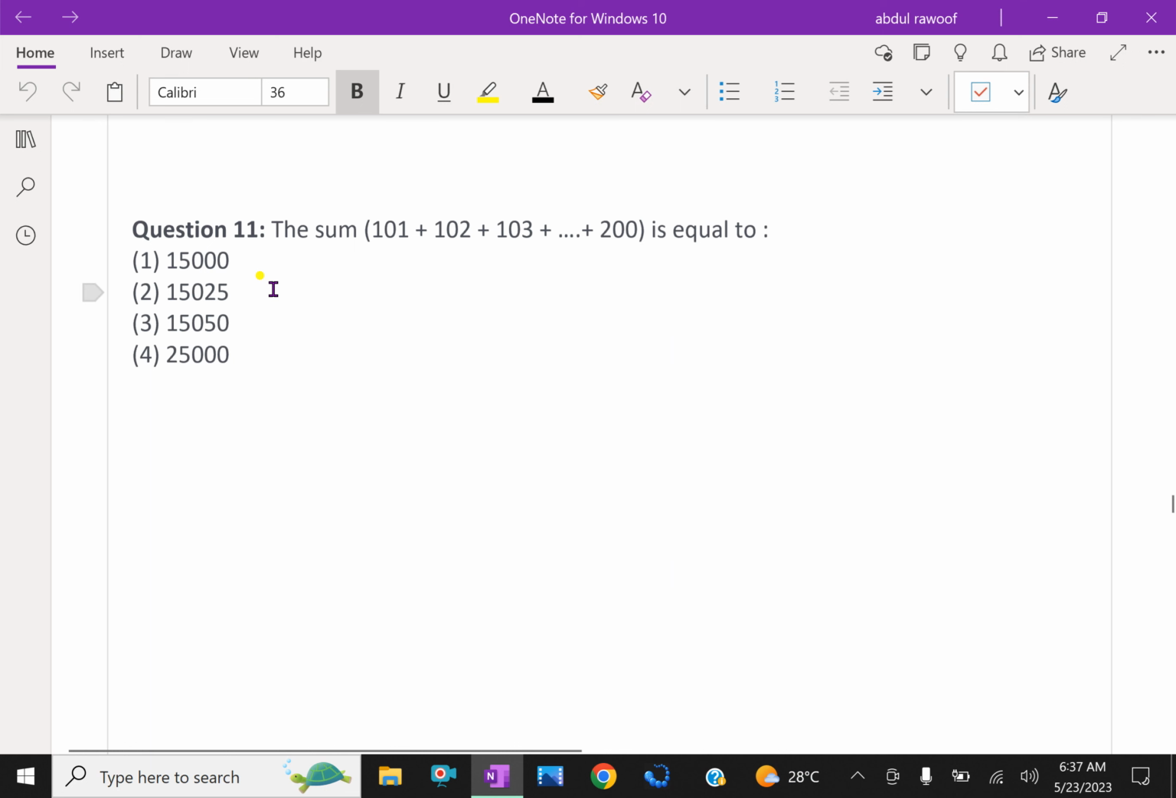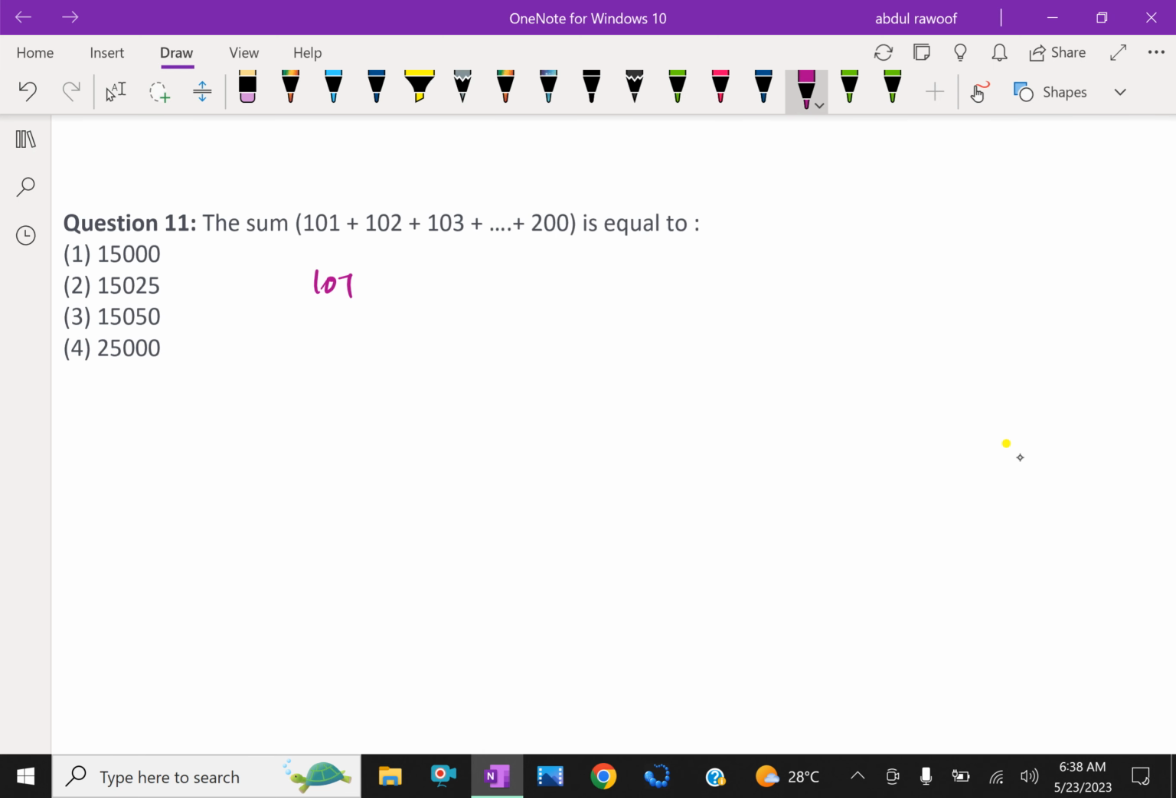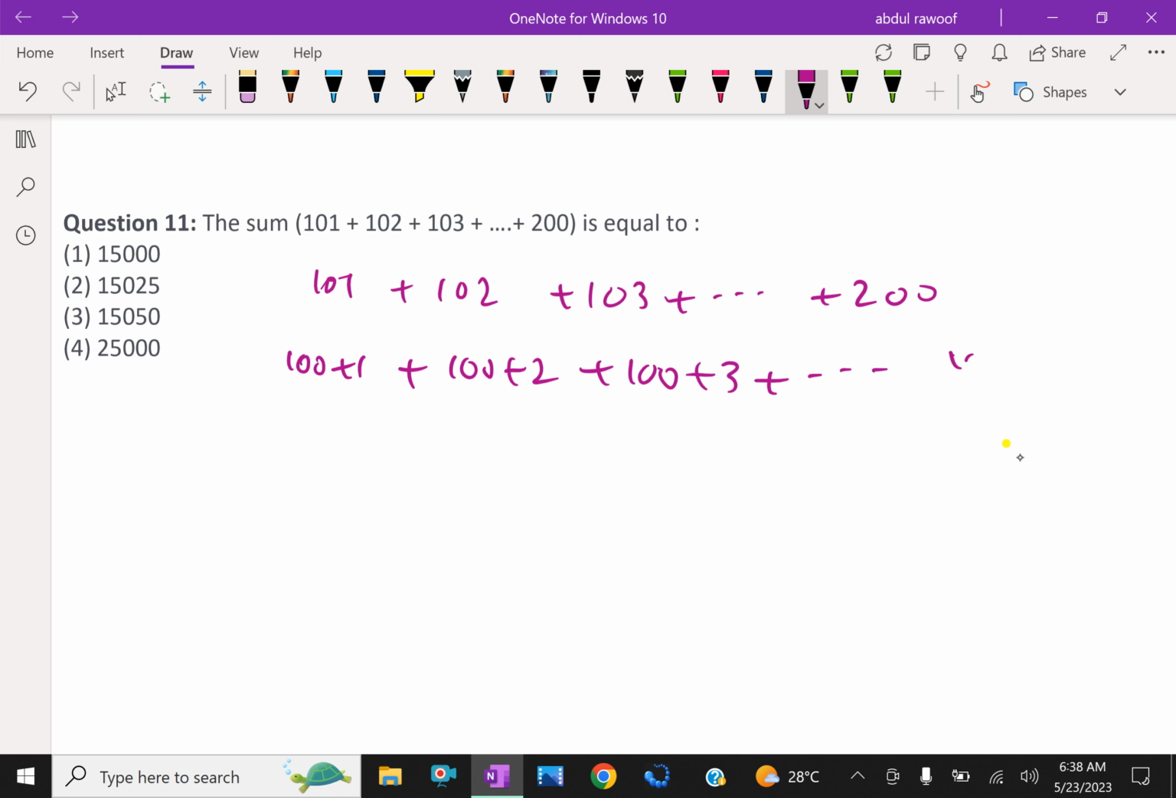Look at this question. The sum of 101, 102, 103 up to 200 is equal to what? This sequence can be written as 101 plus 102 plus 103 up to 200. This 101 can be written as 100 plus 1, 102 as 100 plus 2, 103 as 100 plus 3, up to 100 plus 100. Therefore, 100 times 100 is added.